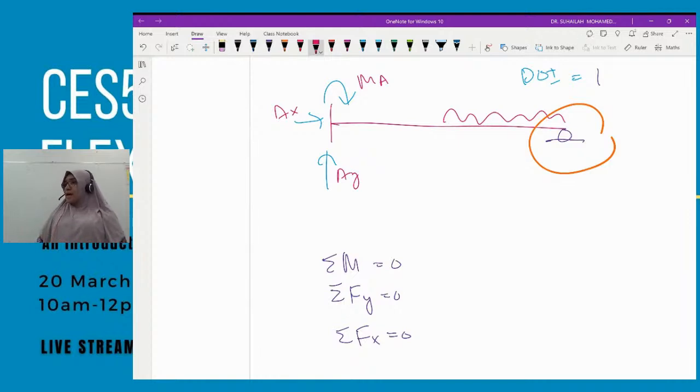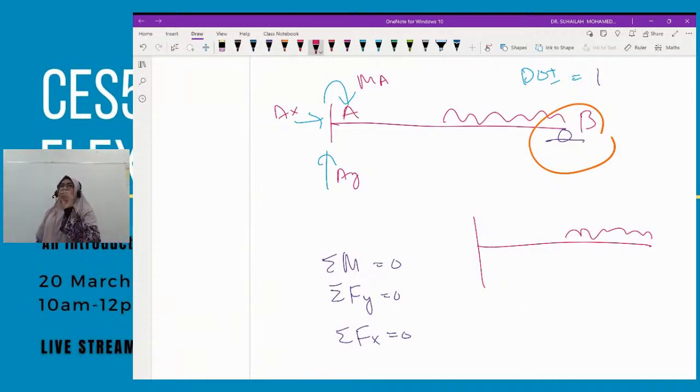Without the roller, can we analyze? Without the roller, like the original one from before. Can we calculate the unknown reactions? We can, right? Okay. When I put a roller at B, here is B, here is A, can we analyze 4 unknown reactions? No, cannot.